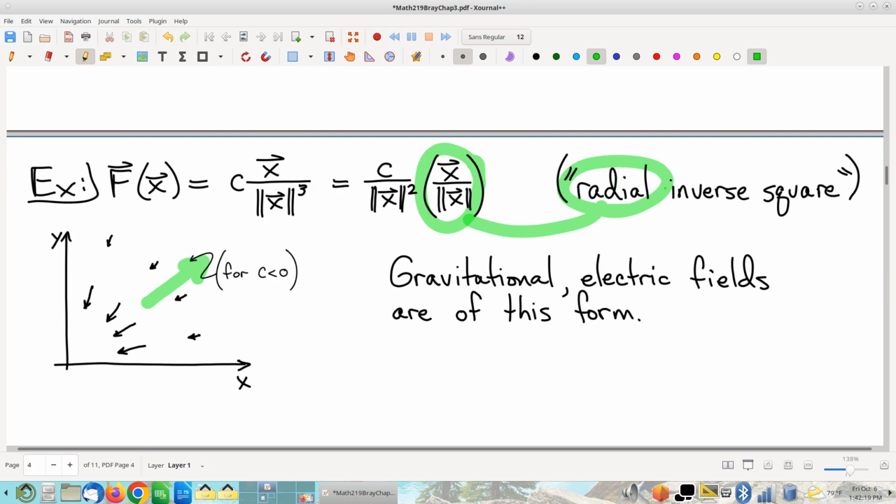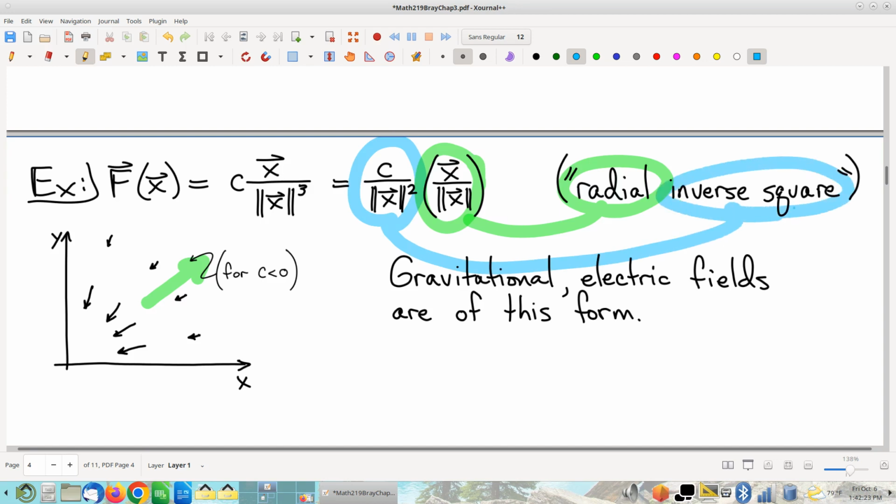And then, of course, you can look at the magnitude and notice that this magnitude is inverse square. And again, it tends to throw students when I say this is radial inverse square, because they see the 3 here and they think, well, isn't it inverse cube? But in fact, the magnitude is inverse square. Is everybody on board?